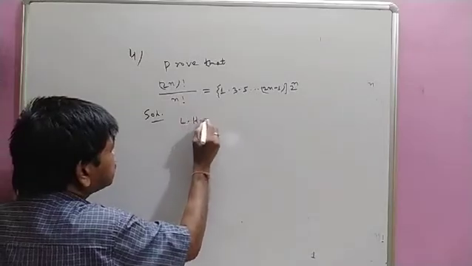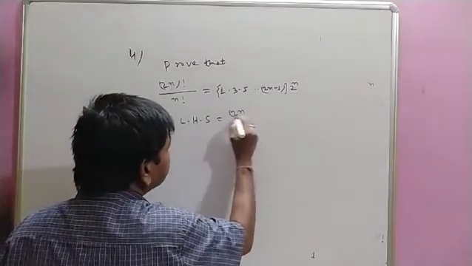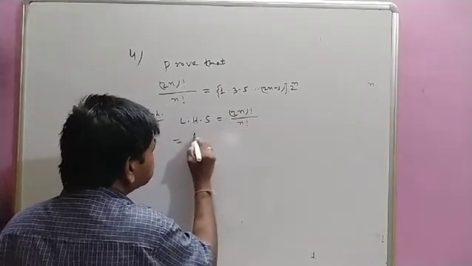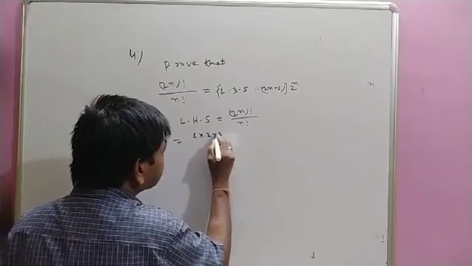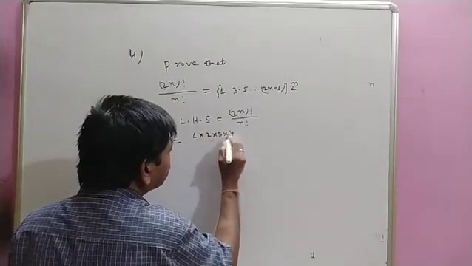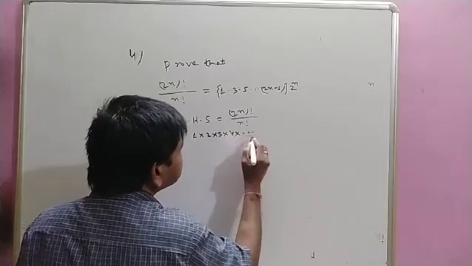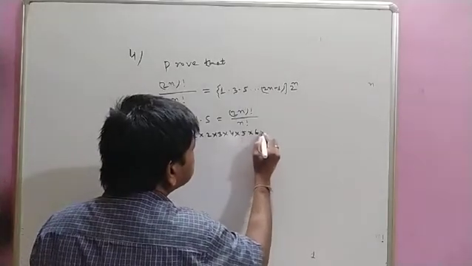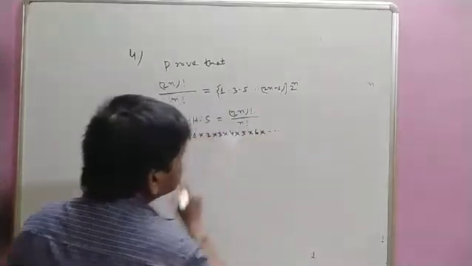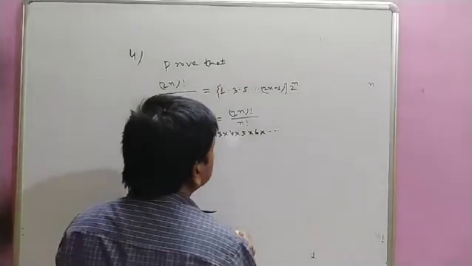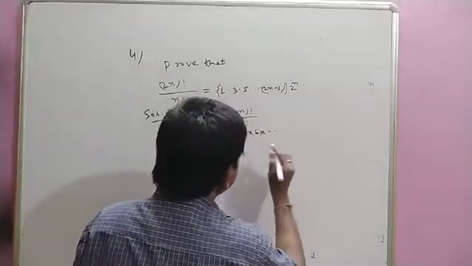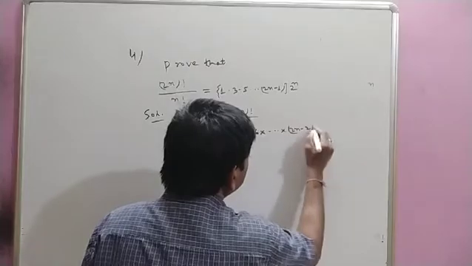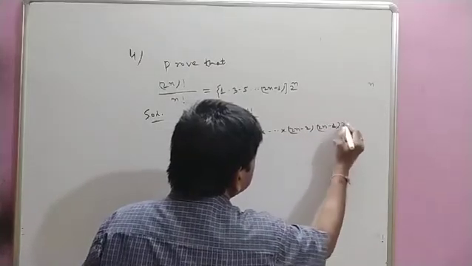So you take the LHS. Here LHS is equal to (2n)! divided by n!. This (2n)! you can write as 1 into 2 into 3 into 4 into dot, and this you can write 4 into 5 into 6 into dot. Sorry, here it is 2n, so the last one is 2n. But before that you will write 2n minus 1, and before that 2n minus 2. So you will get like this.